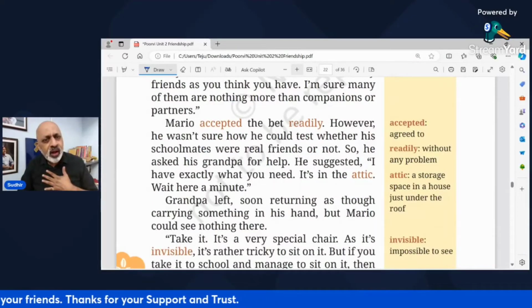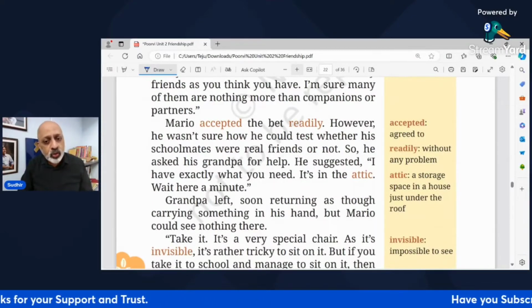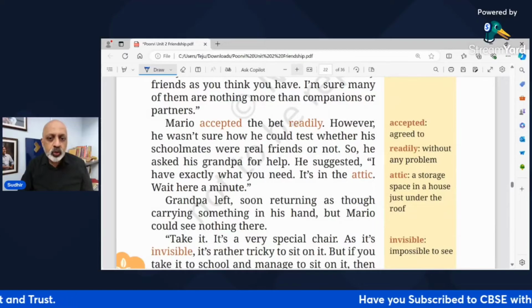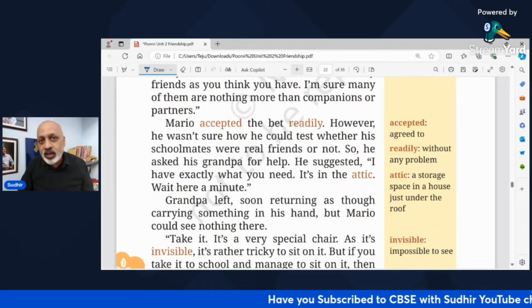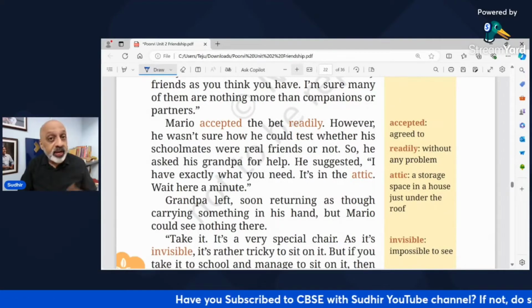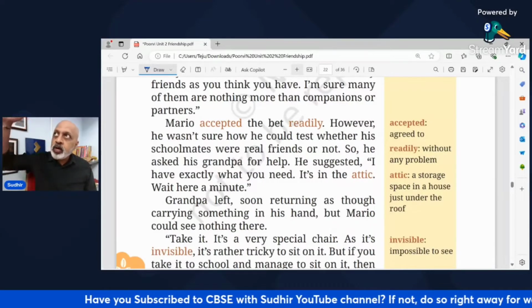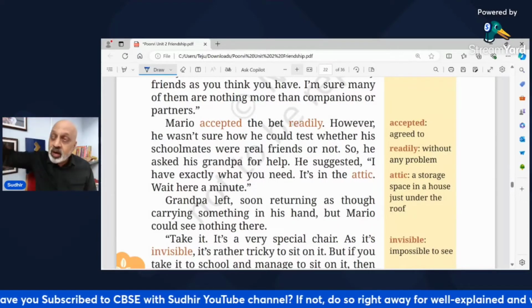Please tell me, how do I test whether they are my real friends or not? So he suggested, I have exactly what you need. It is in the attic. Attic is a storage space in a house just above the roof.